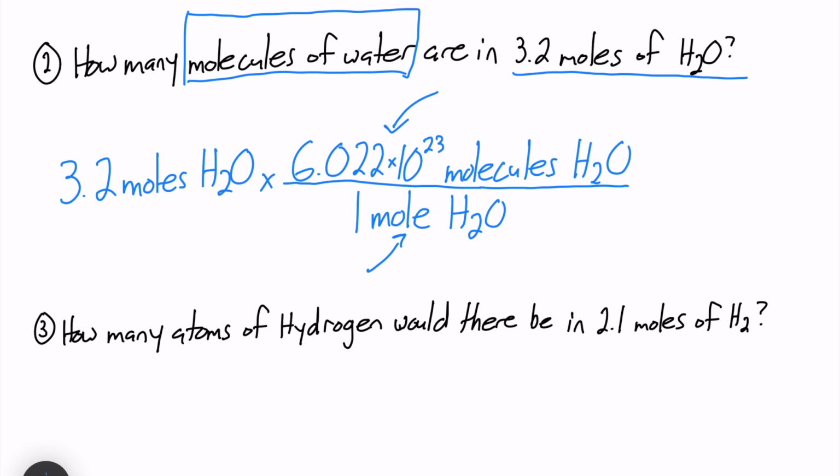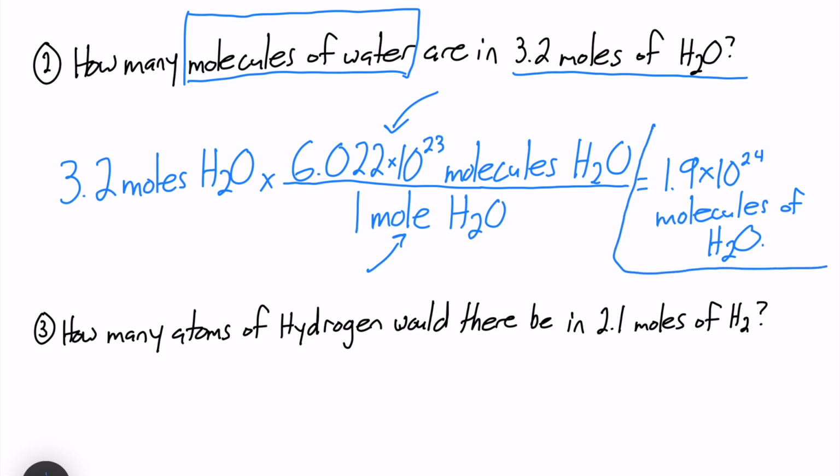of H2O. Okay. So if you type that into your calculator, you'll go 3.2 times 6.022 times 10 to the 23. You should get an answer of 1.9 times 10 to the 24. So 1.9 times 10 to the 24, and that is molecules of water. So let me write down my unit here. Molecules of H2O. So that's my final answer right there. 1.9 times 10 to the 24 molecules of H2O.